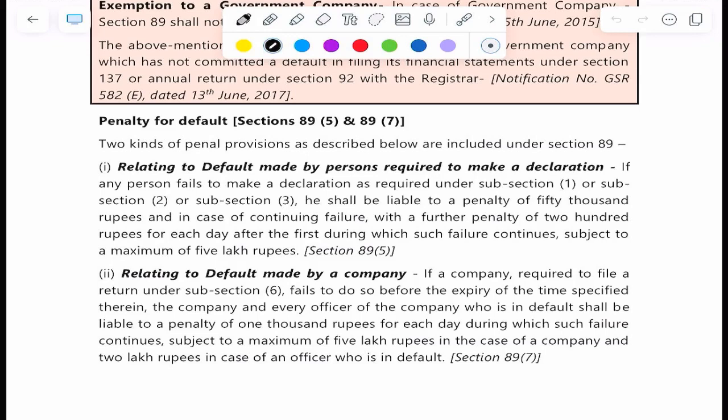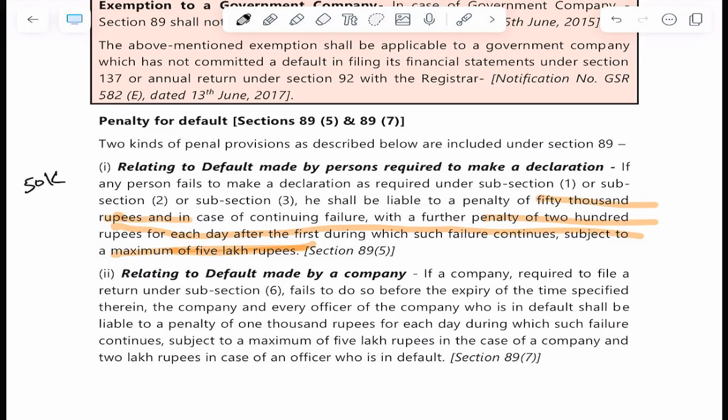Penalty for default, section 89(5) and 89(7). Two kinds of penal provisions as described below are included under section 89. Relating to default made by persons required to make a declaration. If any person fails to make a declaration as required under subsection 1, subsection 2 or subsection 3, he shall be liable to a penalty of 50,000 rupees, and in case of continuing failure with a further penalty of 200 rupees for each day after the first, during which such failure continues, subject to a maximum of 5 lakh rupees. If the RO or BO does not give MGT-6, how much penalty will be imposed? 50,000. If the default continues, 200 per day. But what will be the maximum? 5 lakh. And for the company, how much is it?